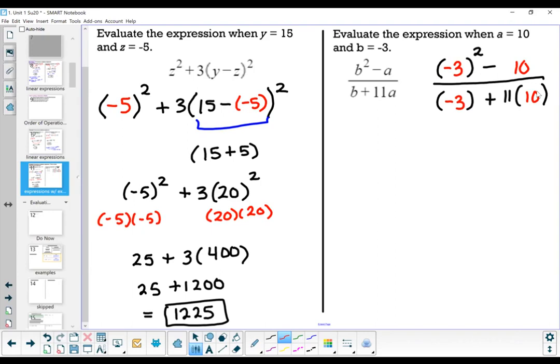All right, so now order of operations. So groups, in this case, the numerator is a group. The denominator is a group. So in the numerator, I want to evaluate my exponent first, then do my subtraction. So squaring -3, that's -3 times -3. That gives you 9 minus 10.